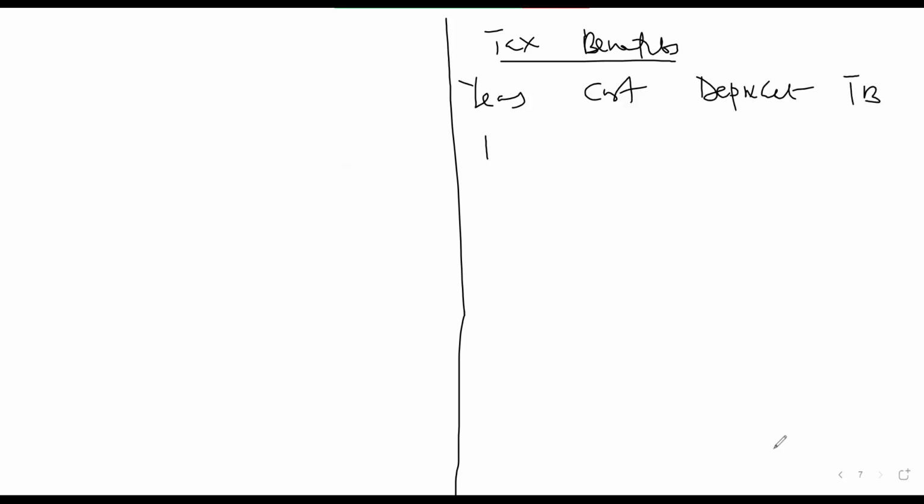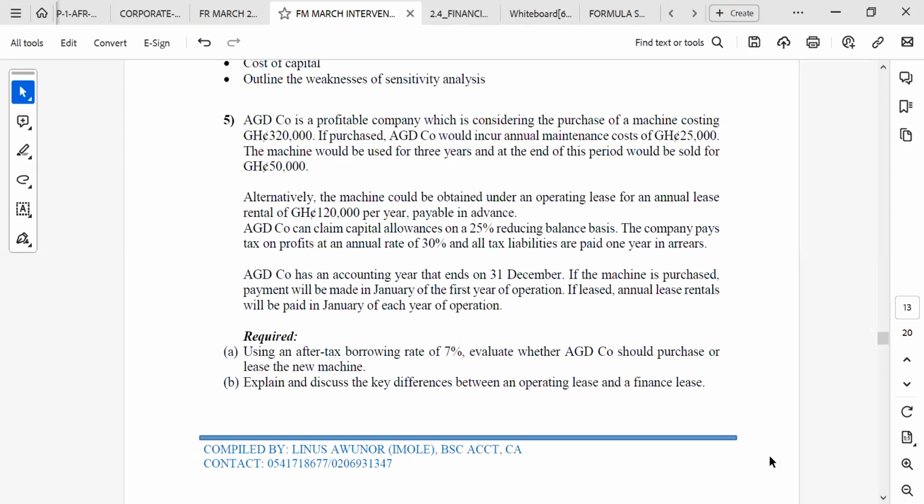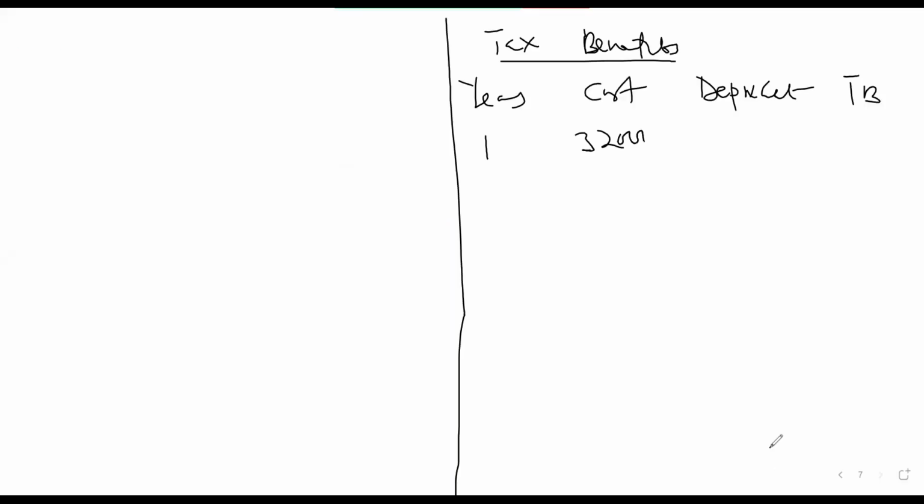So let's count year one. What is the cost at the start of the year? 320,000. What will be the depreciation on it? 25%. So what is the depreciation on that? 0.25 times 320,000. I'm having 80,000. What will be the tax benefit on it? Would that be 24,000? 24,000.